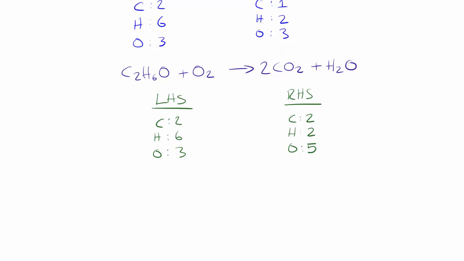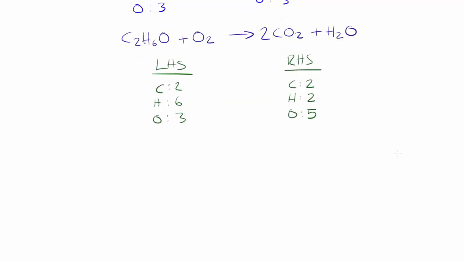Because it's on its own, it's much easier to balance that at the end, right? Rather than trying to do it at the start. Because when you do put a number there to try and balance the oxygen, it's not going to affect the quantity of any of the other elements, right? So I'm going to leave that to the end. I'm going to focus on the hydrogen first.